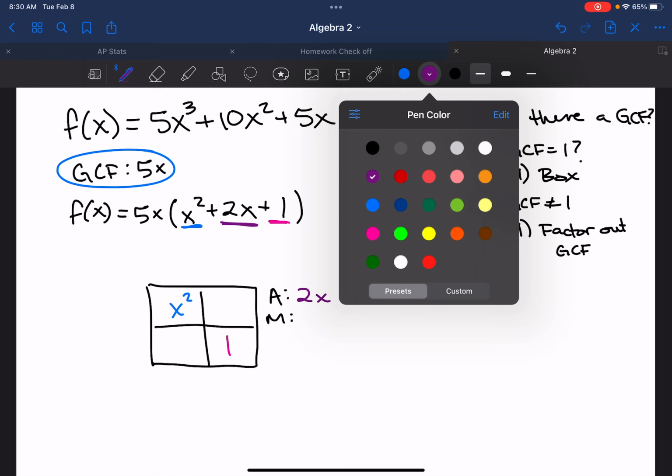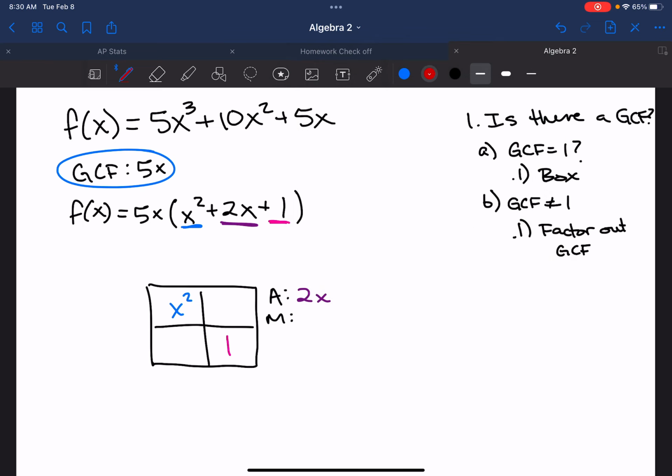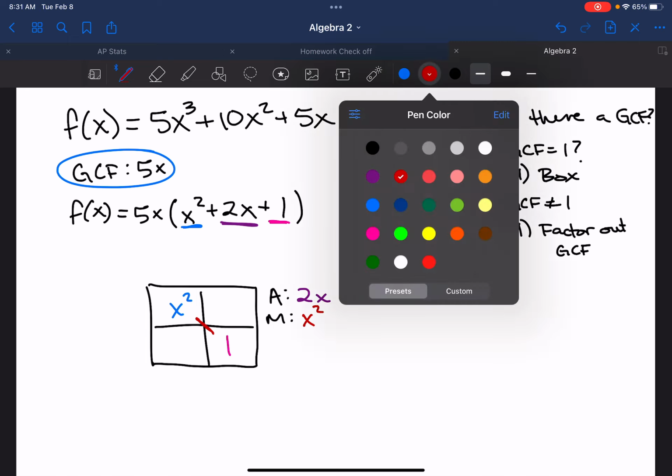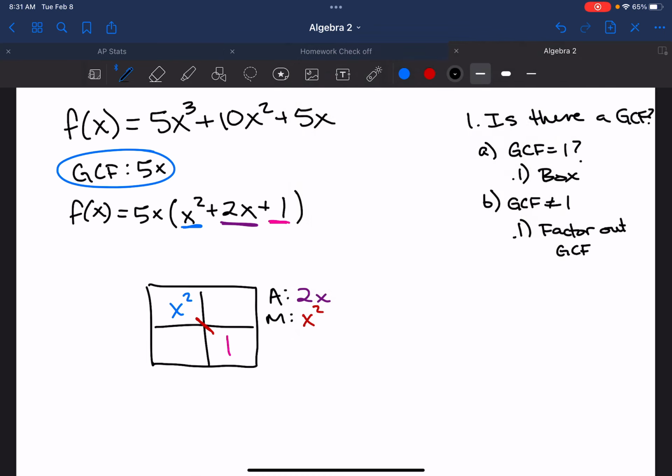And let me find one more color. How about red? Then we're going to multiply diagonally across and get that that is x squared. This is the bare minimum. If you don't put anything like this, you get 0 points on whatever it is that we're working on. So it's really important that you can at least copy what I'm doing.